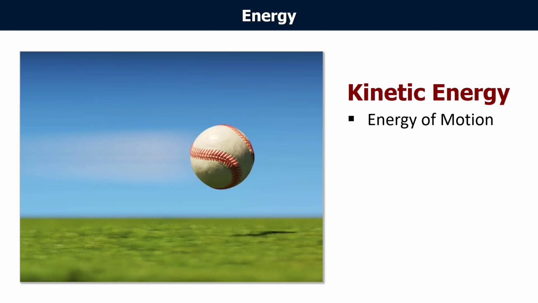If it strikes a chair, for example, it can make that chair move. It can make a mass move. So obviously, any mass that is in motion has kinetic energy. So we think of kinetic energy as the energy of motion. Some good examples would be the flying baseball, like we see here, or a speeding car.